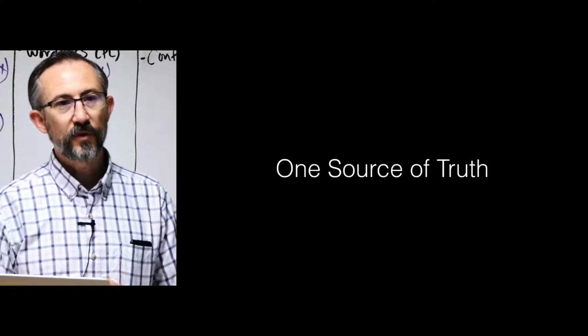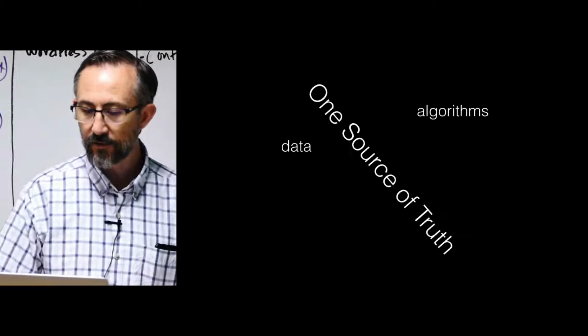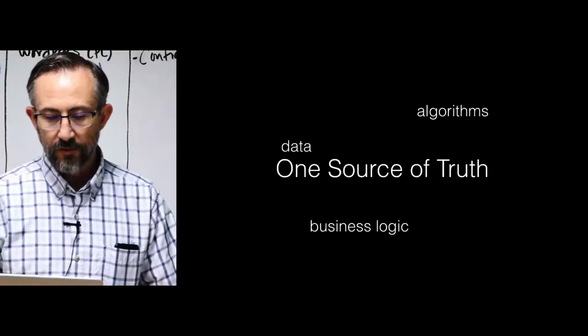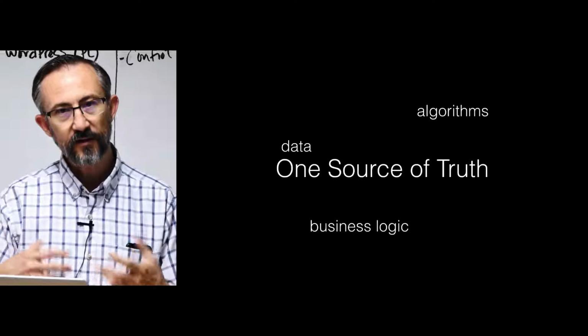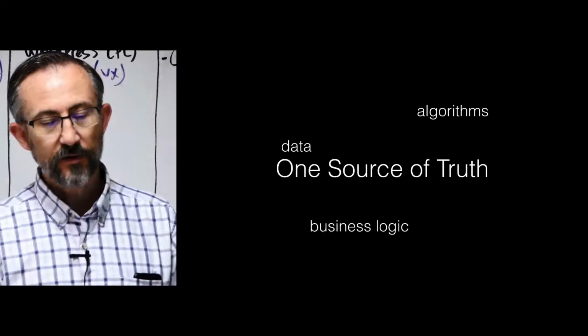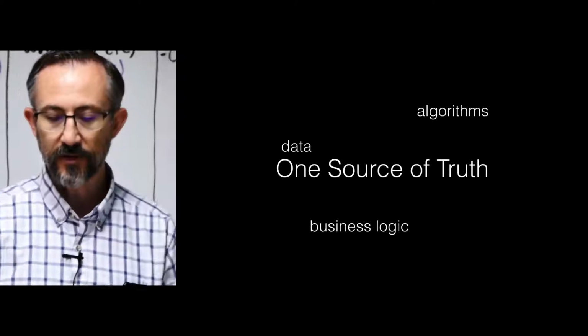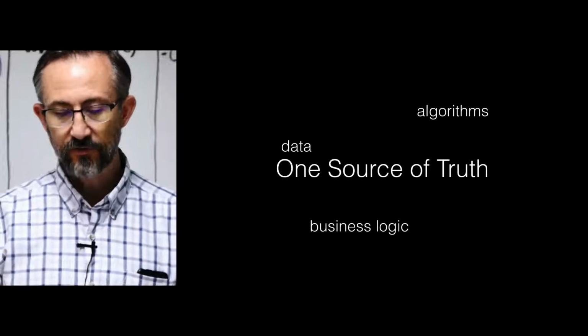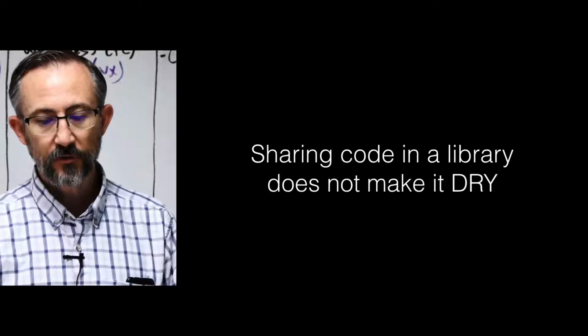DRY means one source of truth. And this applies to data and algorithms, but it also applies to something that we don't often think about, and that is business logic. We often forget this when we do procedural programming because we're focusing on the data and the transformations on that data. CRUD systems are especially susceptible to pushing business logic up to the application layer, which causes each application that uses those CRUD primitives to duplicate the business logic over and over. So sharing code in a library does not make it DRY.